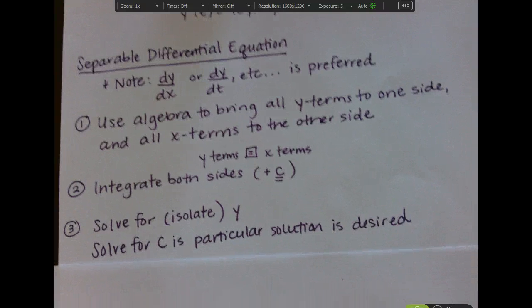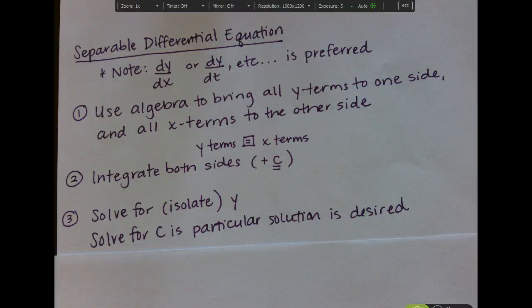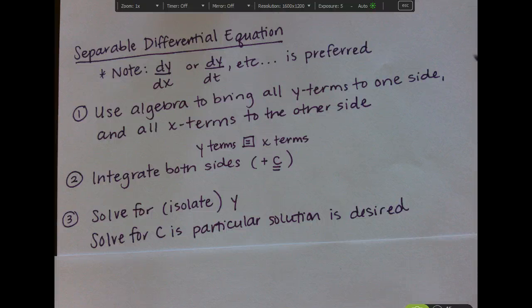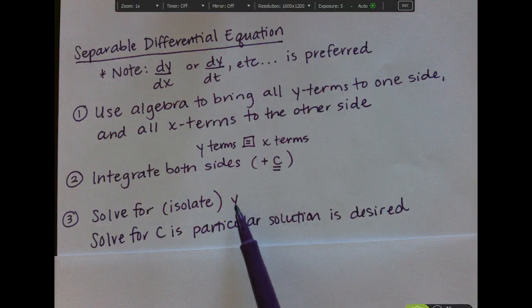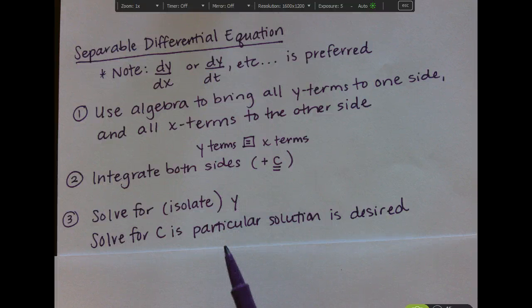From here, our final step is going to be to figure out what y is equal to. So remember, the original goal is to find a function y that satisfies the differential equation. And so what we're going to have is a bunch of terms. One of them should have a y in it, and we're going to isolate that y variable using our algebra. If the particular solution is something that is asked for, in other words, if it gives you an initial condition of some sort and you need to solve for c, then you should do that as well. But otherwise, that's all there is to it.